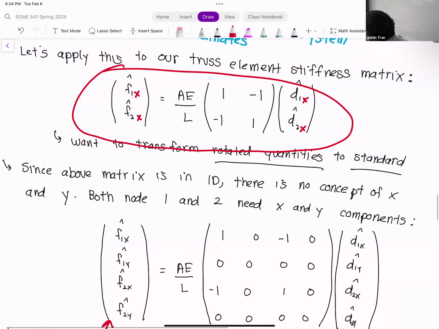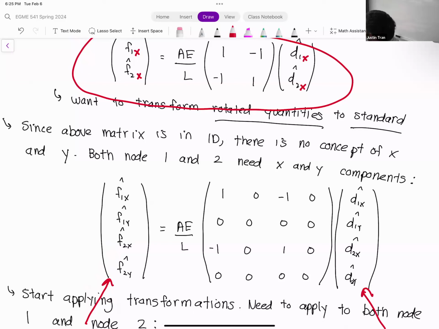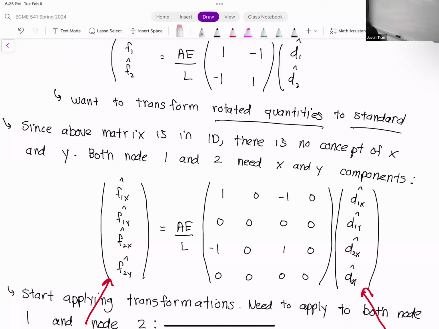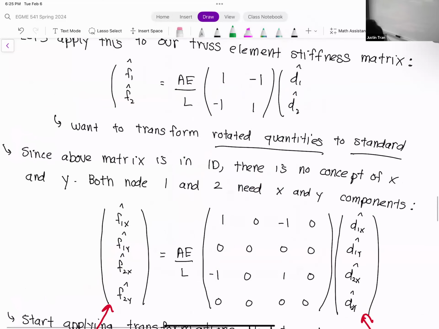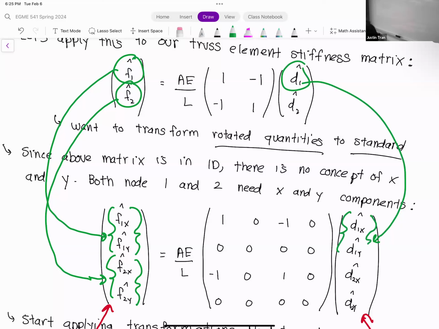The first thing that we did was augment this 1D system to include the y direction, recognizing that node 1 has both x and y components. Let me highlight this a bit better. We recognized that F1 that we started with in the 1D system had to be transformed into F1x and F1y. So we're adding a second y direction. Same thing with F2, which is transformed to F2x and F2y. Same thing with the D's: D1 became D1x, D1y, and D2 became D2x and D2y.